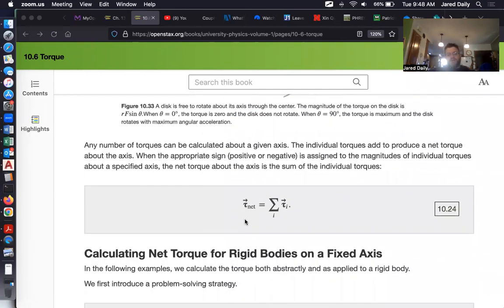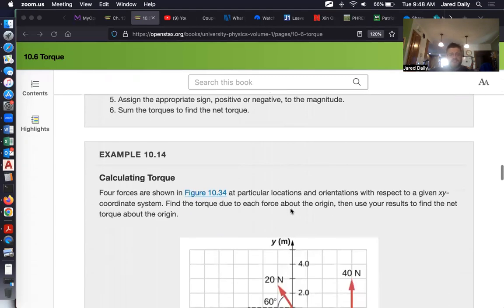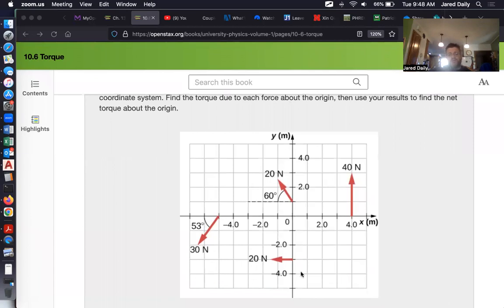If you have multiple torques going on from multiple forces, you can just calculate them separately and add them together. As long as the distances to those forces are all measured from the same point, you can add the torques together just like that, no problem. So here are multiple forces acting. Notice that they haven't put any shape that they're acting on. They're just multiple forces acting.